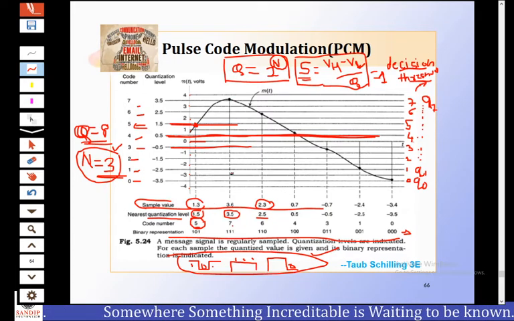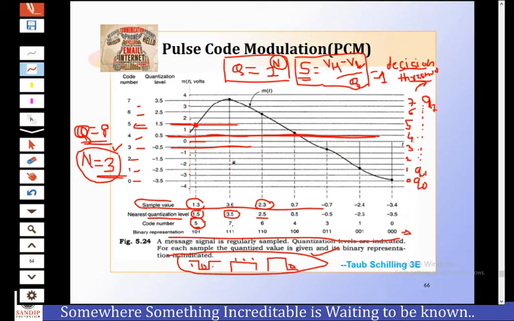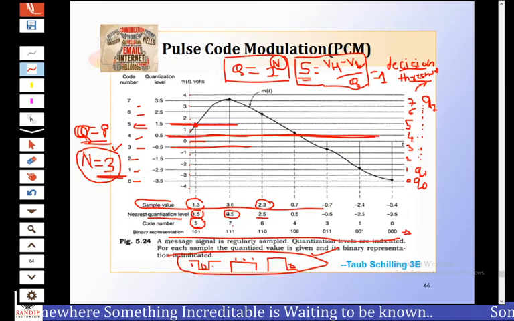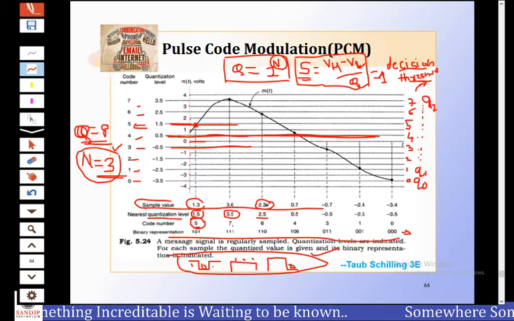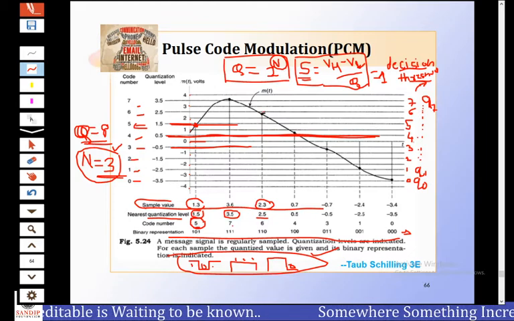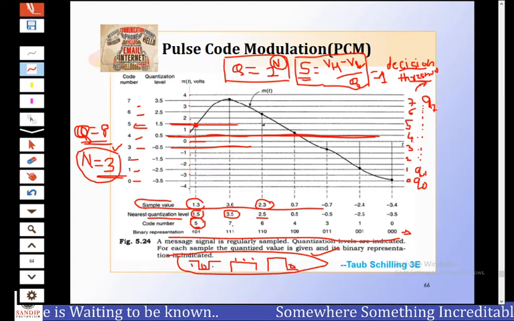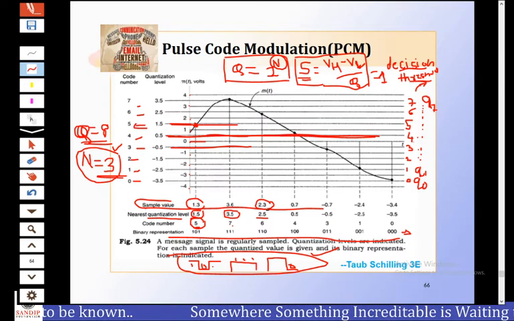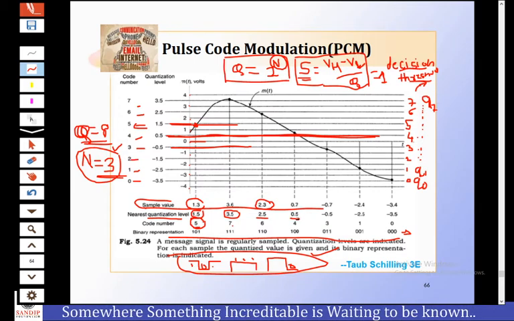Similarly, this 3.6 is nearer to 3.5, so it is approximated to 3.5. Similarly, here 2.3 is the sample value. What is the nearest quantization level? It is 2.5, okay, than the 1.5. 1.5 is far, but 2.5 is near, so this 2.3 is approximated to 2.5. Similarly, 0.7 is approximated to 0.5.